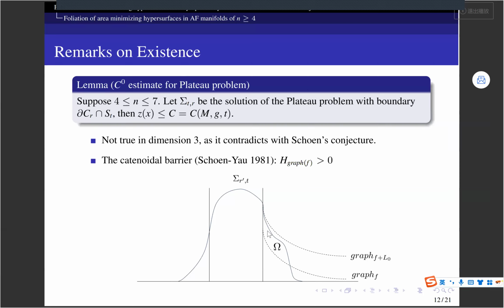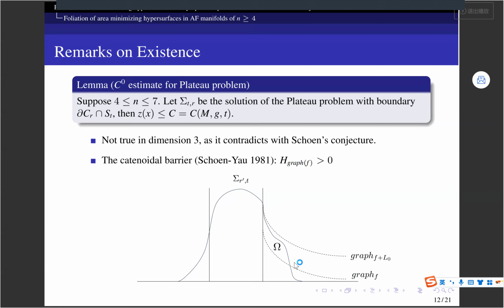This barrier is just like a catenoid, as depicted by this dotted line. And we want to show that the hypersurface lies below the catenoidal barrier. And you can prove it by contradiction.